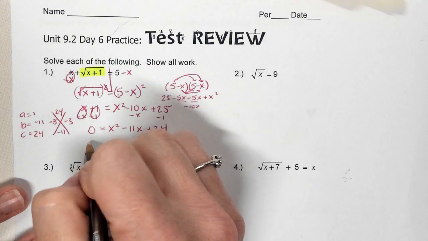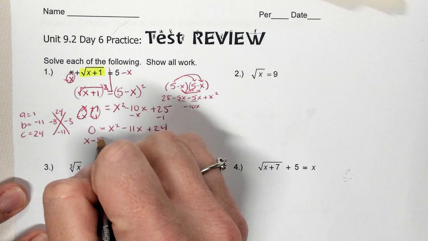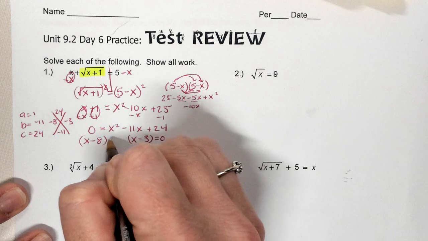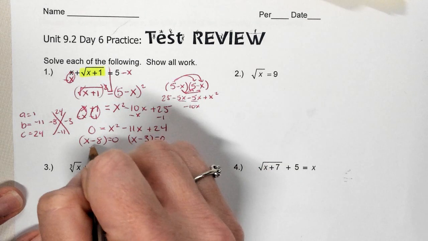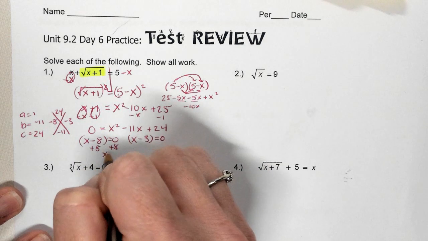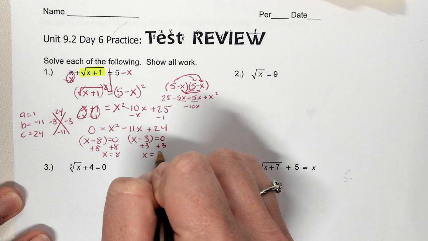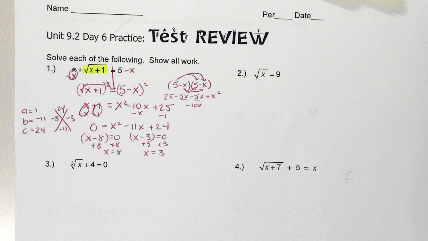So now I rewrite this as x minus 8 and x minus 3. And I'm going to go ahead and just set them both equal to 0 and solve. So plus 8, and I get x equals 8, plus 3, x equals 3. Now, I'm not done. I have to check my work.